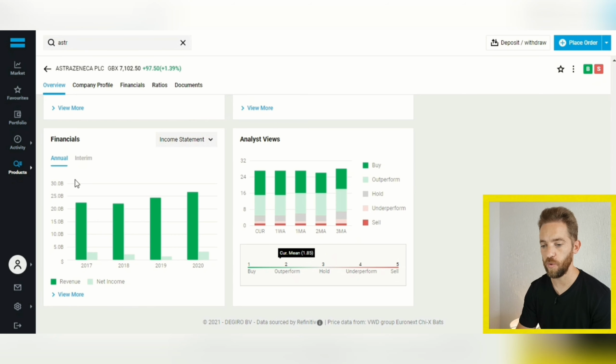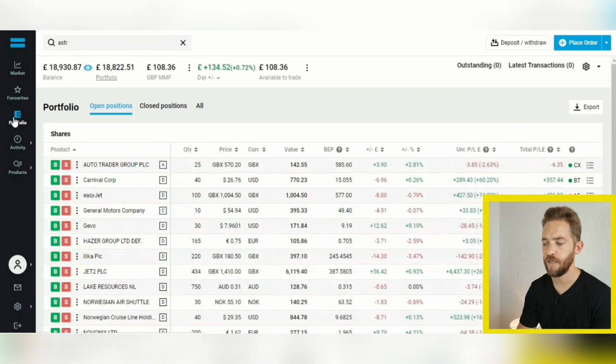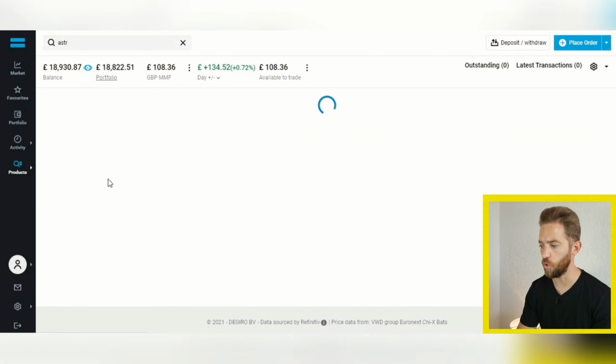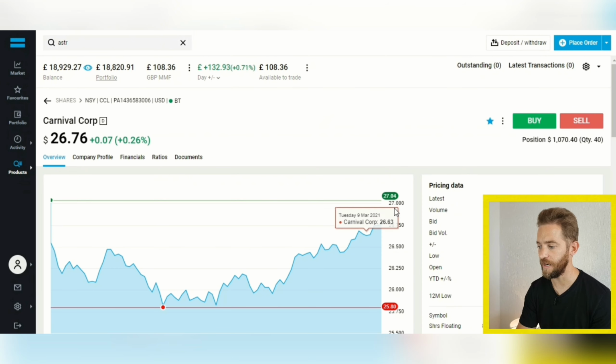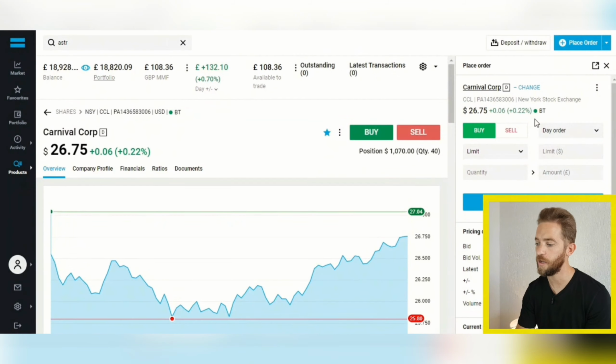If we switch back to my portfolio tab and we choose the company that I actually own, Carnival Corp's a good one. I'm just going to show you the very basics of buying and selling as well. Now I'm going to link in a card videos to go through lots of different order types, how they work. But for now, I'll just show you the very basics. So don't forget to check out those videos as well.